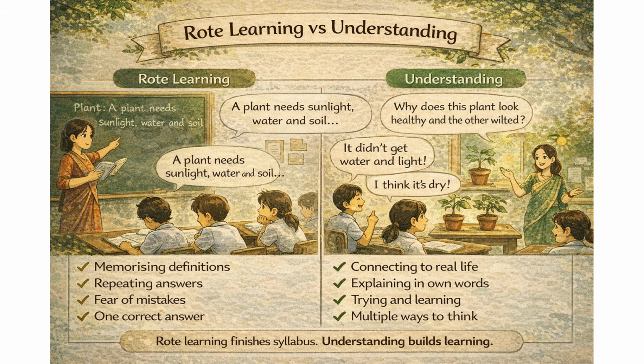Here, both teachers are teaching the same topic, parts of a plant. But look closely. In one classroom, students are memorizing definitions. In the other, students are observing a real plant, asking questions, thinking. One classroom is finishing the syllabus, the other is building learning. This is the difference between rote learning and understanding.